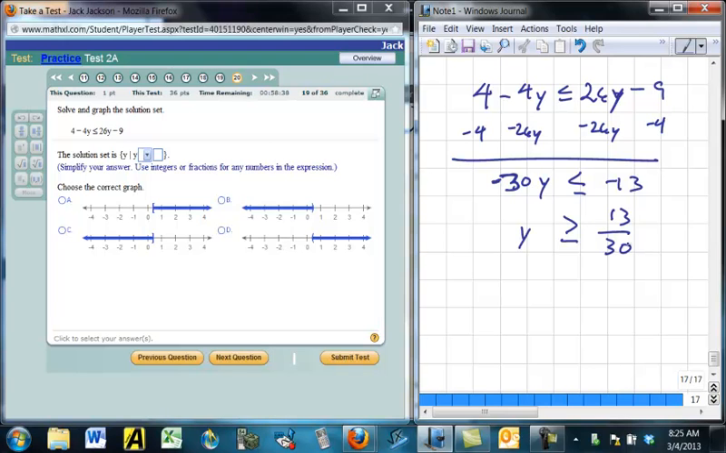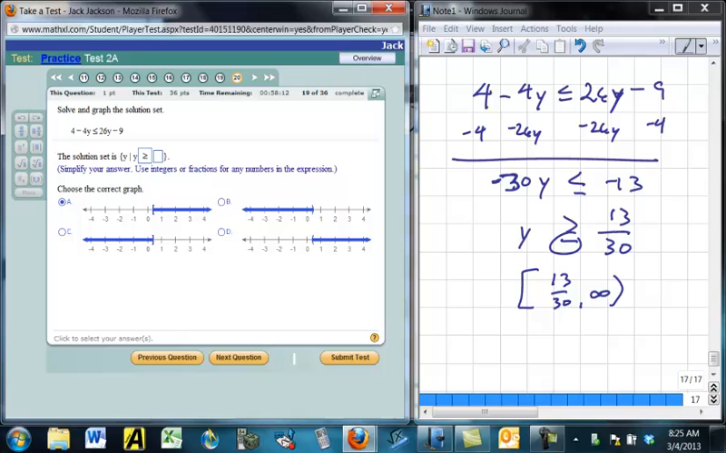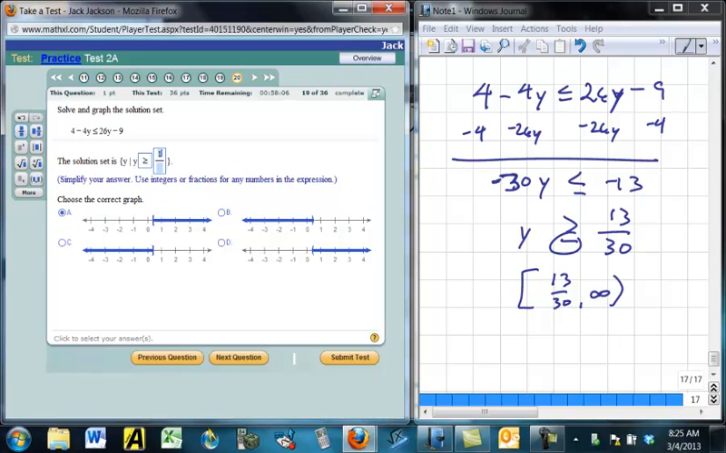Okay, so that's somewhere between 0 and 1. And notice we'll be shading to the right, and because of the equal to here, we do include it. So in interval notation, this would be 13/30 to infinity. And so the only one of those that makes sense would be this one here. That looks about like it could be 13/30, just a little beyond a third there. Okay, so let's see, what are our choices here? Greater than or equal to, and then the fraction 13/30. Now, how could you check this?